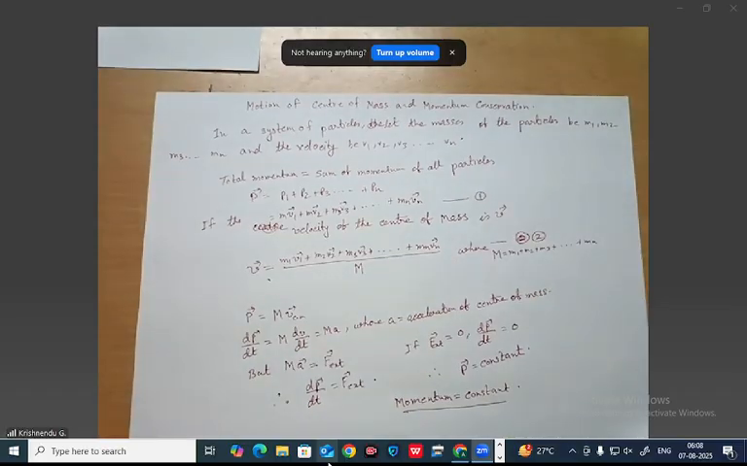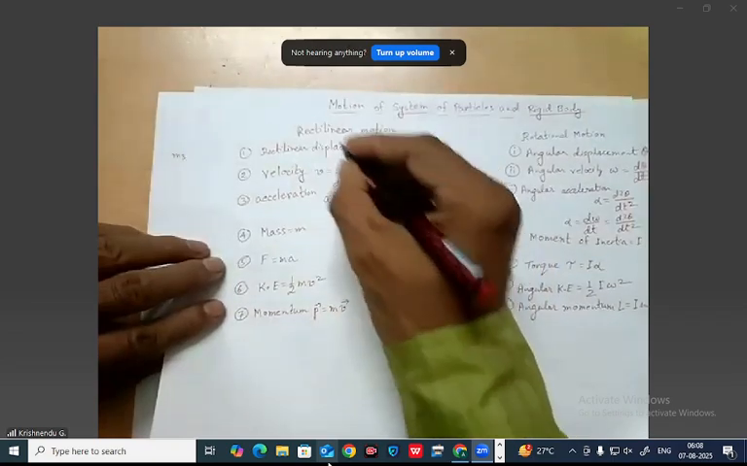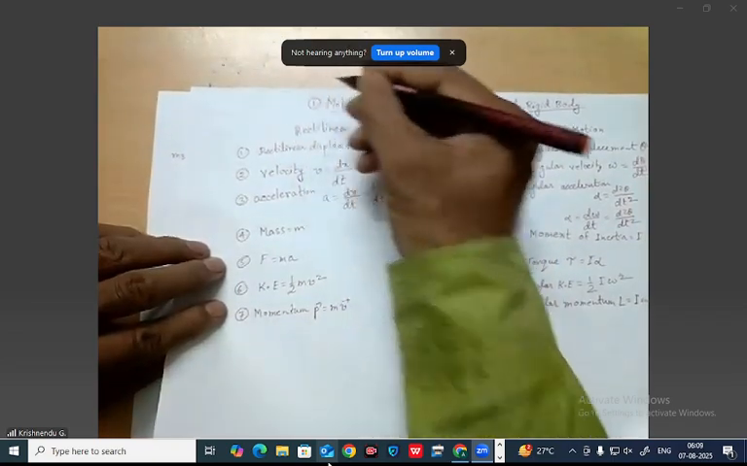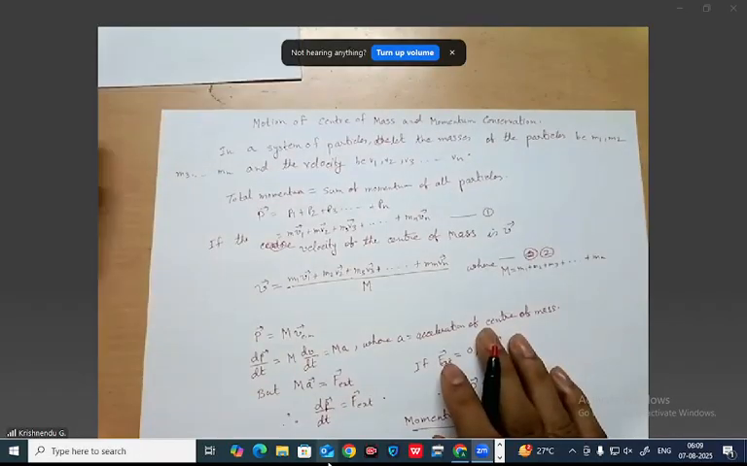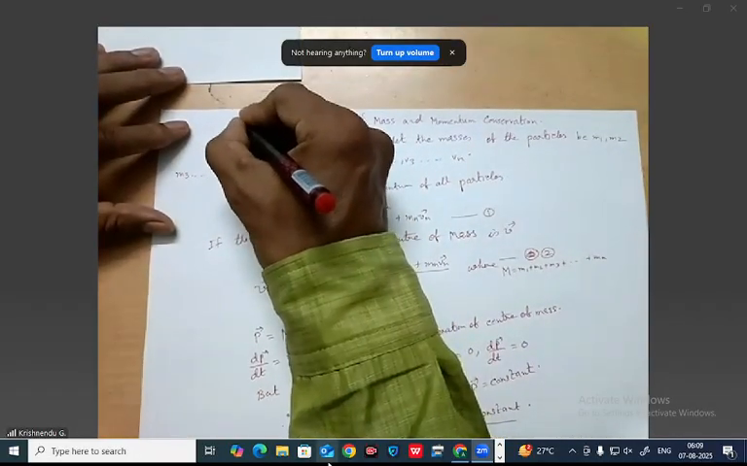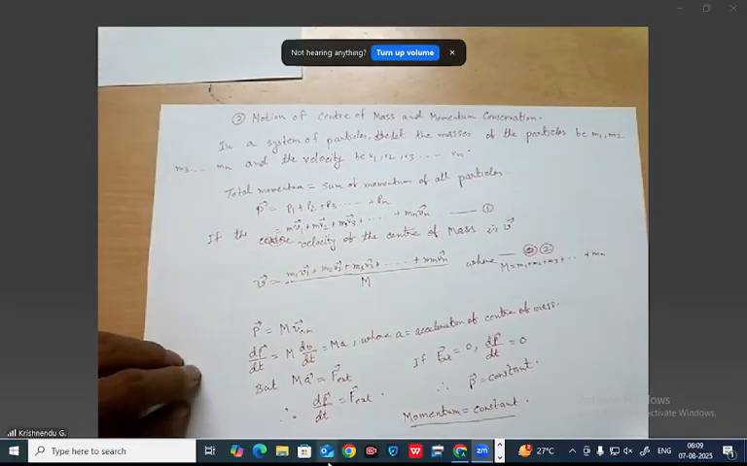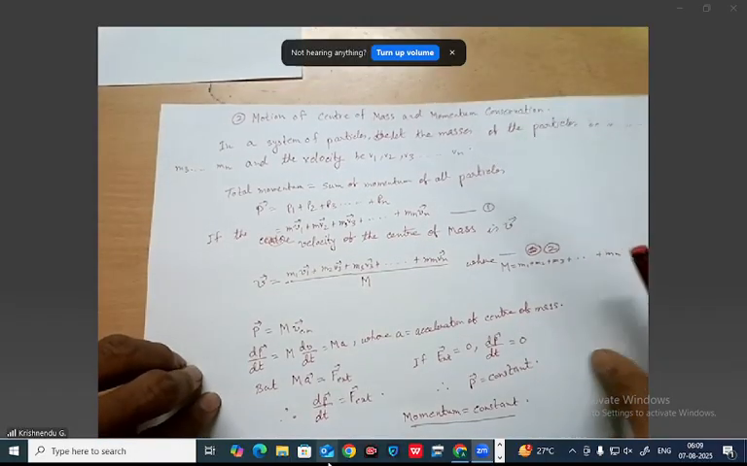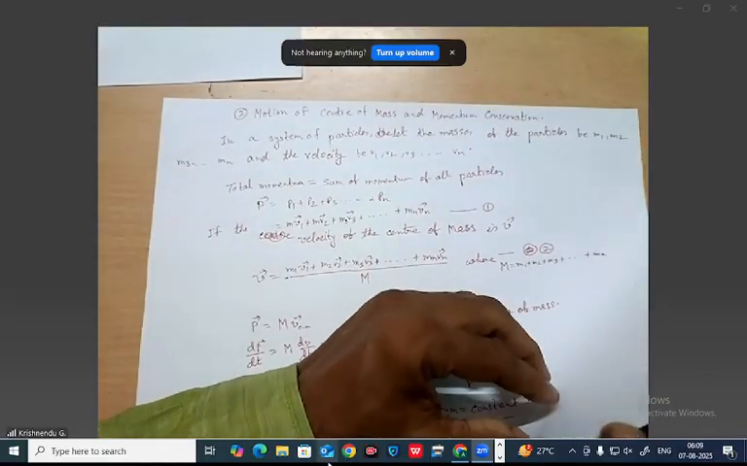Now we find this is the motion of center of mass. Number 1 was motion of a system of particles and rigid bodies, and the difference between rectilinear motion and rotational motion. And number 2, we got motion of center of mass and momentum conservation, where momentum is constant or conserved. Then we find the center of mass of a rigid body. How to find the center of mass of a rigid body is what we are going to learn.